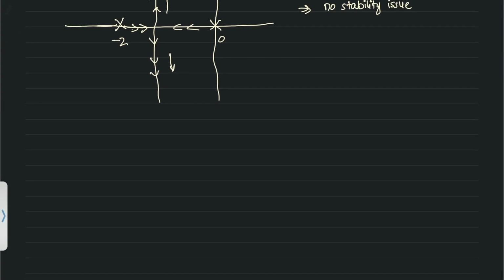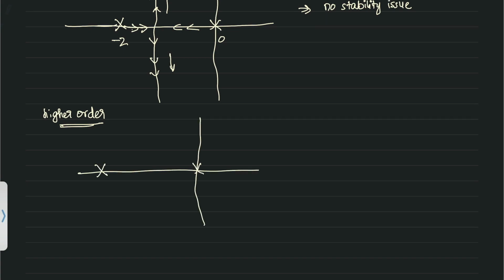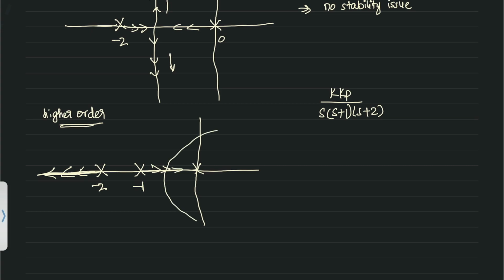But if I consider a higher order system, let me add a pole. Initially a pole at 0 and a pole at minus 2. Now I will add a pole at minus 1, like Kp by s into s plus 1 into s plus 2. So this is a higher order system. Now draw the root locus. The root locus will be like this, and it will follow this.